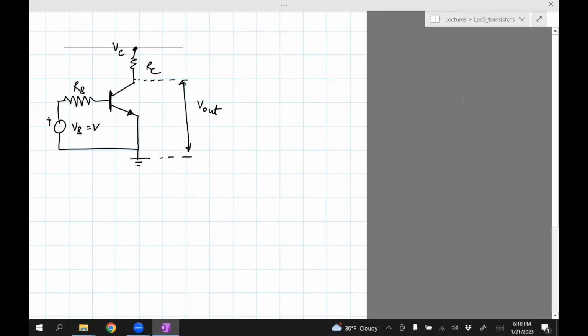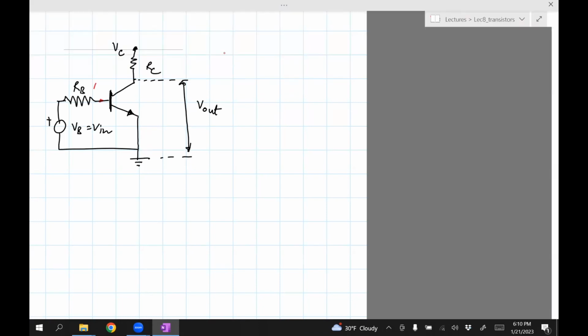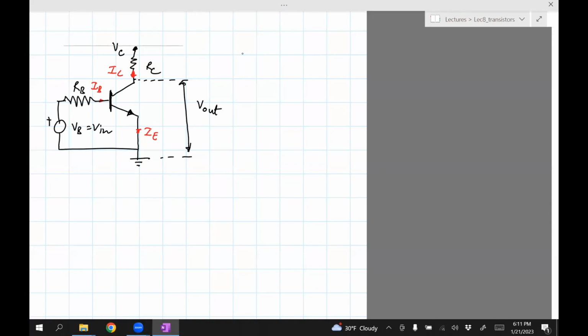Okay, normally VB is your input. Remember the check valve, by controlling V in, you can control the current flowing in the base, and that should have an effect on how IC and IE change. Okay, now the two things you want to remember are the voltage between C and E, VCE, and then the voltage drop between B and E, VBE.